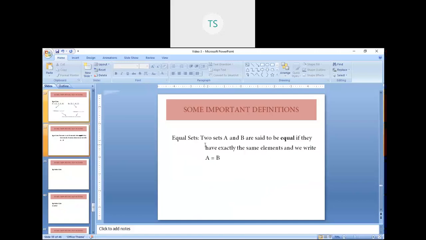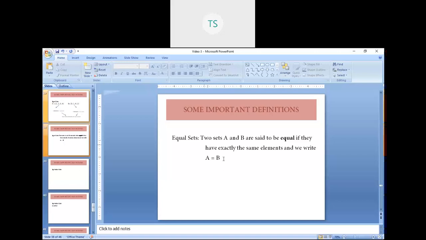Okay. So we will define the equal set like this. Two sets capital A and capital B are said to be equal if they have exactly the same elements, and we will write for equal sets capital A is equal to capital B. So always remember, if you have two sets capital A and capital B, then both sets will be equal to each other only if they have the same number of elements and also the same elements.